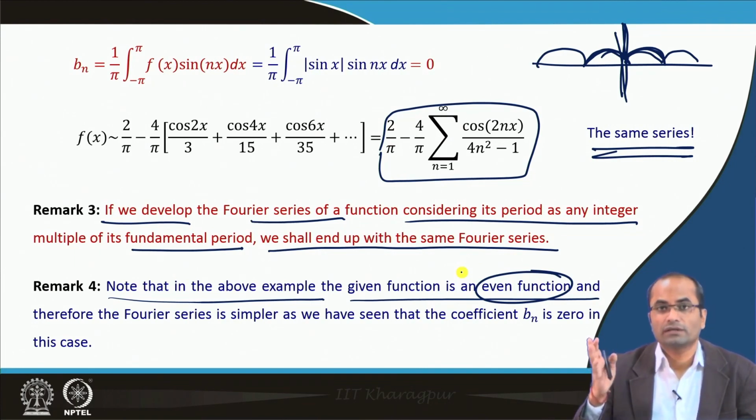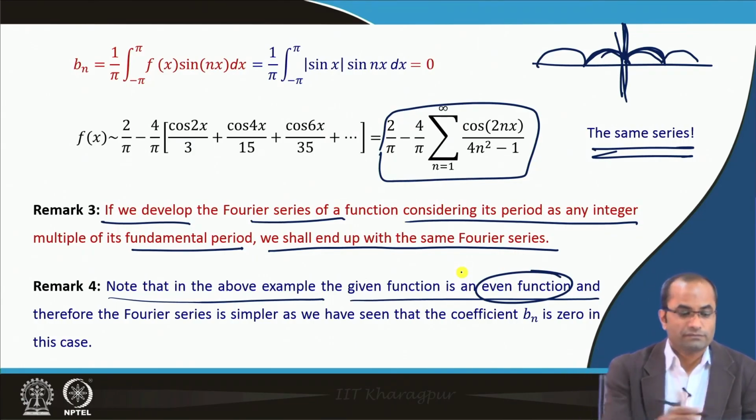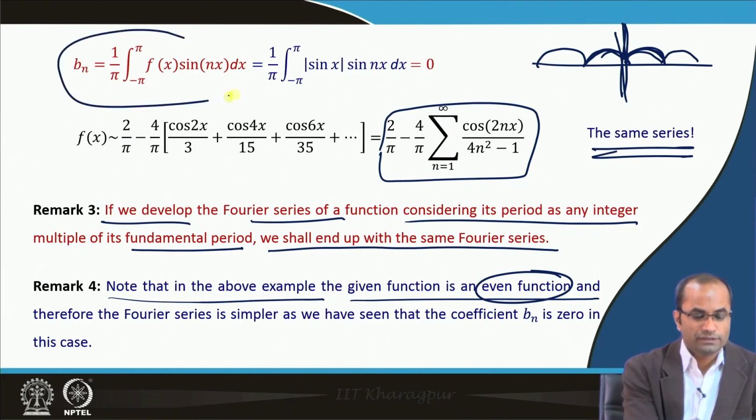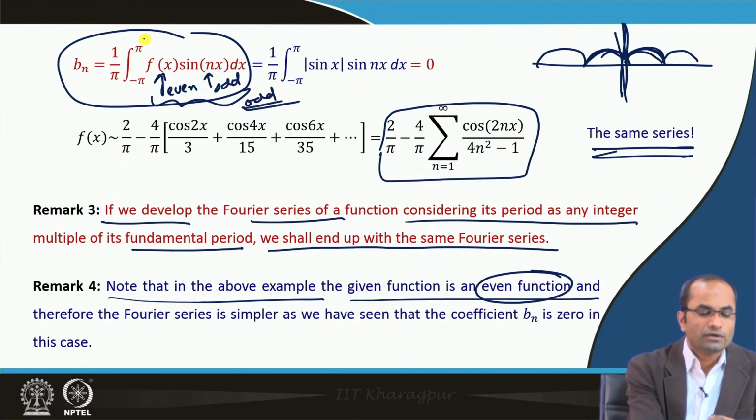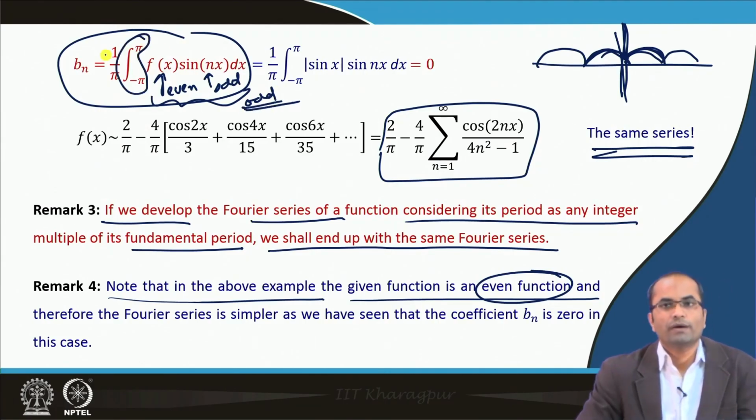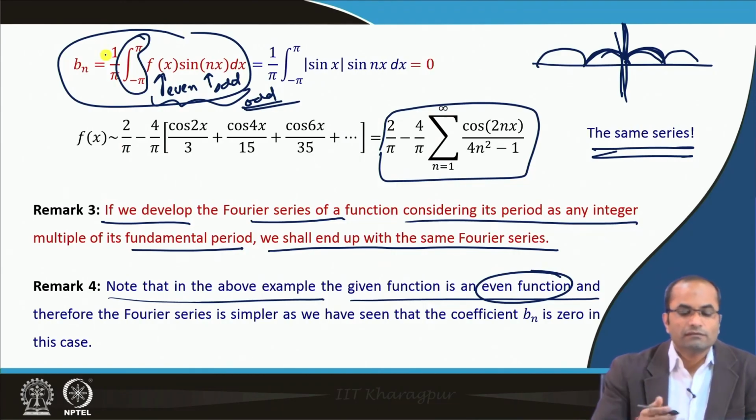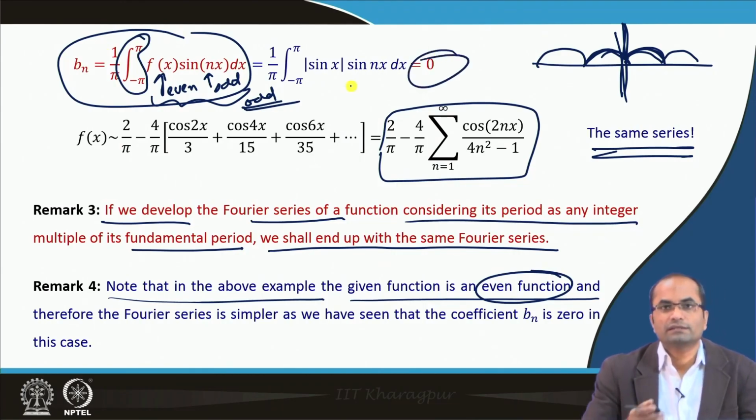Sorry, the product is an odd function, because we have the even and odd. So, the product will be odd. So, the b_n coefficients, when we computed this b_n coefficient, if this f(x) is even and this is odd, then the product of these two, even and odd, is odd. So, if the integrand is odd and we are integrating from minus pi to pi, then this integral will be 0.